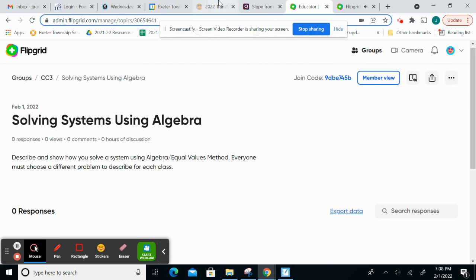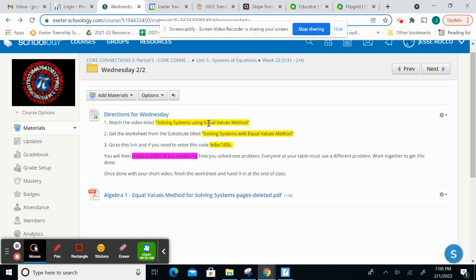But do it on paper, hold it up, and you've got 2 minutes. You've got 2 minutes to record. You probably won't even need it. Do one problem. You and your group at your desk. Each person take a problem. Don't all pick the same problem. Hold it up to your computer and just explain the problem to me.